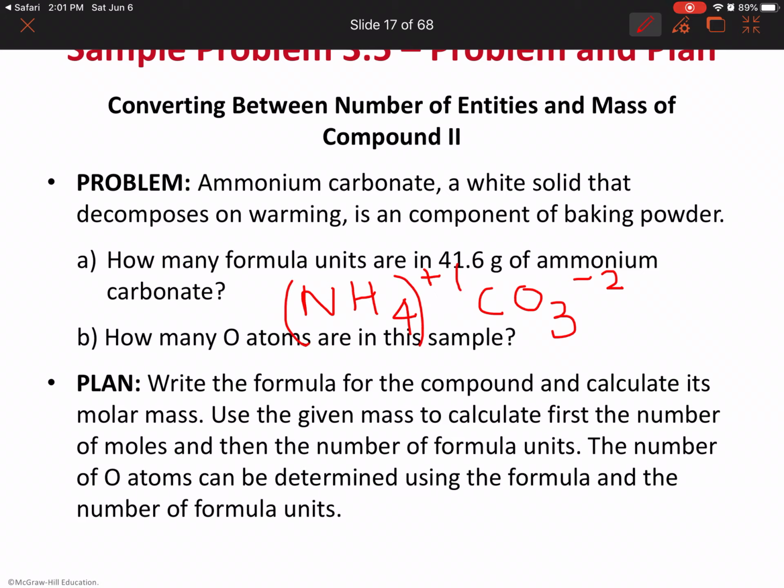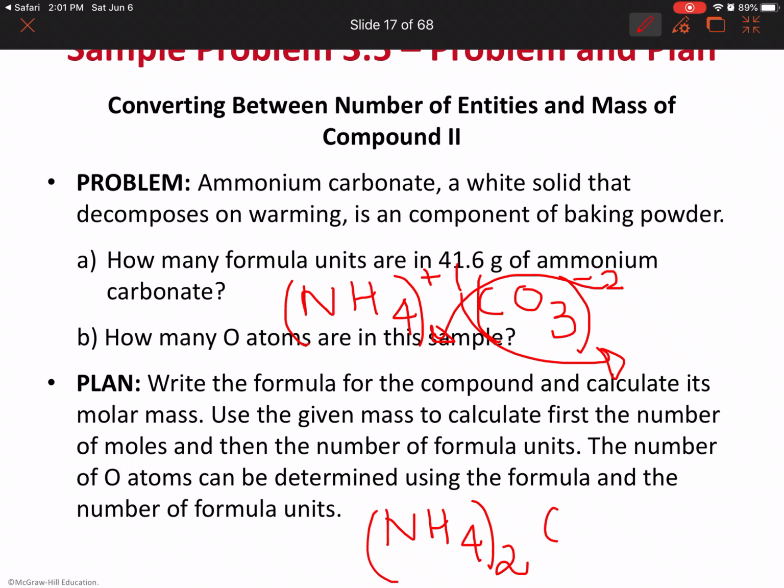Then what are you going to do? You can put them in parentheses. We're going to crisscross. Remember, we did this in our previous chapter. You put the 2 there. That will give you ammonium with a 2 after the parenthesis, and carbonate will end up having 1. Normally you don't put 1, and when you have only 1 polyatomic ion, you also don't put parentheses. So you can find that the ammonium carbonate formula is this.